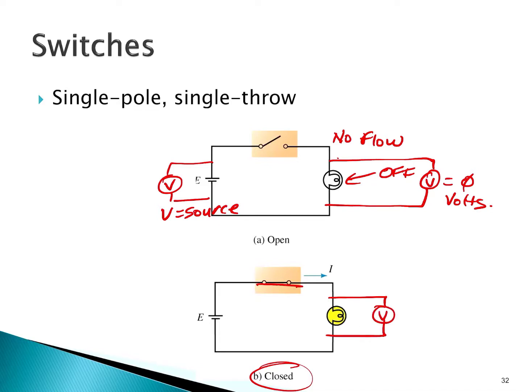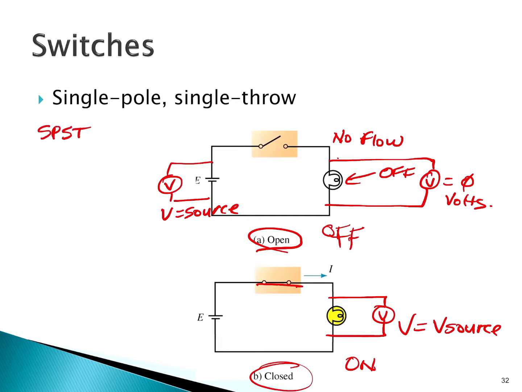So with a voltmeter over here, this voltage will equal V source. It'll equal the same voltage as the source, and that's because the difference of potential that's caused by the current flow here will equal the source voltage. So this is an open switch, or what would be called off. And this is an on switch, which allows current flow and enables the load. And that's using a single pole single throw switch, which we know is SPST.